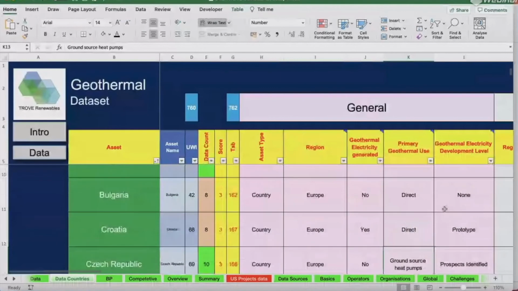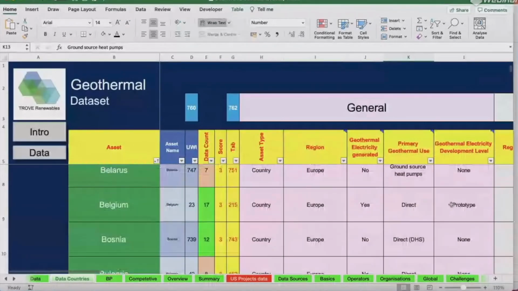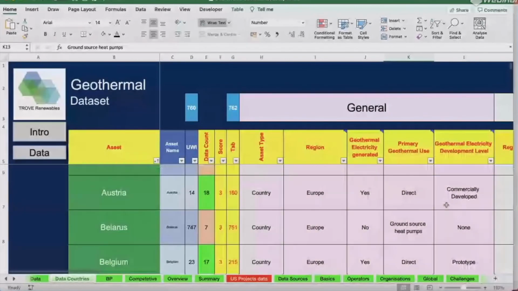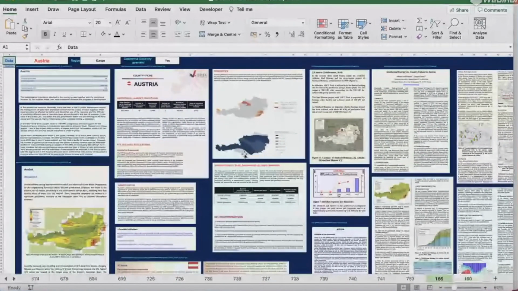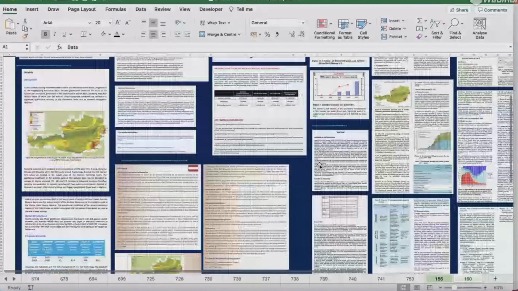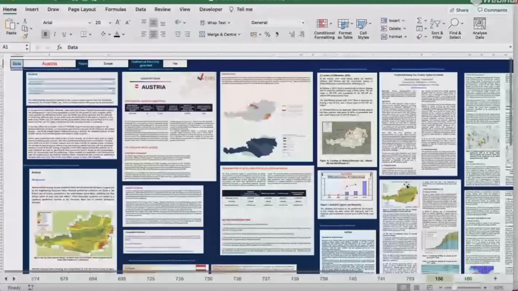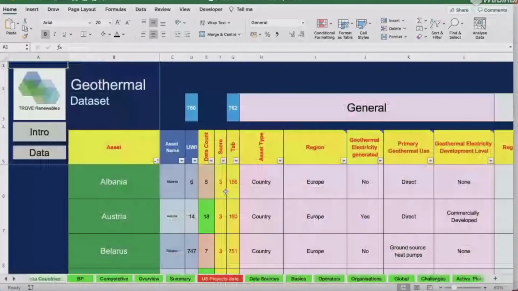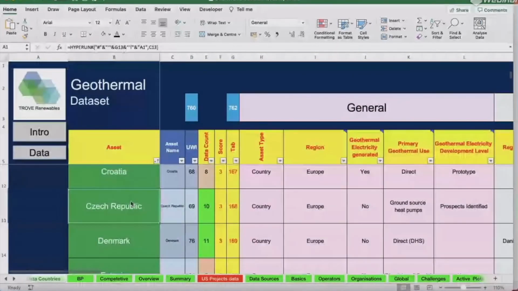What's the primary geothermal use? And what stage of electrical geothermal development are we at, whether it's a prototype or none at all or commercially developed? And for any of these, again, you click on the asset tab and you'll see stuff such as heat maps for the country, maybe maps where the plants are located, and basically write-ups and all the public domain material.